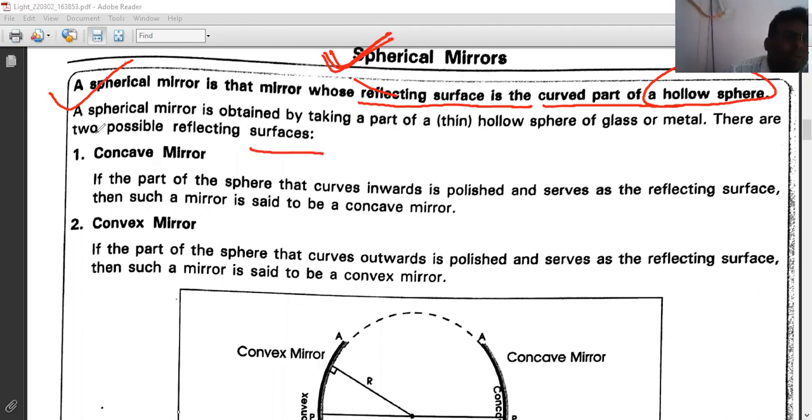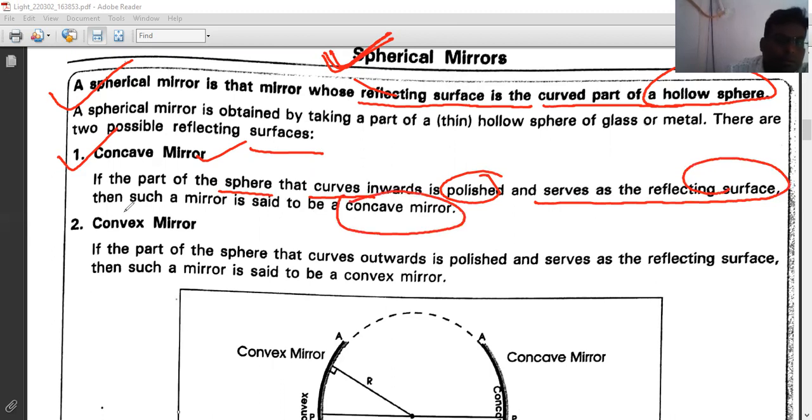So a spherical mirror is divided into two types. First, the concave mirror: if the part of the sphere that curves inward is polished and serves as the reflecting surface, then such a mirror is called a concave mirror. Next point is the convex mirror. If the part of the sphere curved outward is polished, then that type is called a convex mirror.